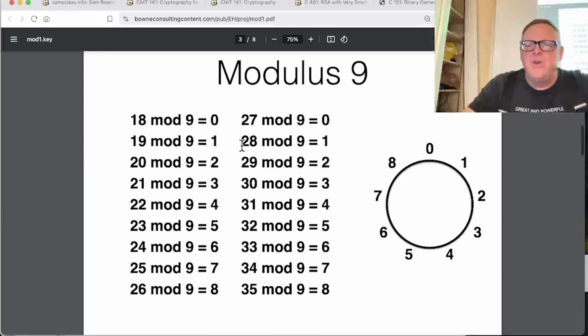All right, so here we are at bigger numbers like 27 mod 9 is 0, because that's 3 times 9 plus 0. 28 mod 9 is 1. That's 3 9s plus 1. And so it's 3 times around the loop, and 1 more, so you end up at 1.